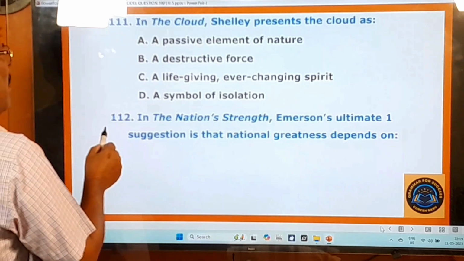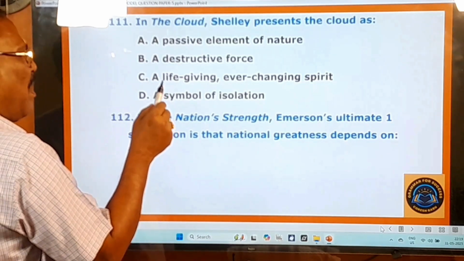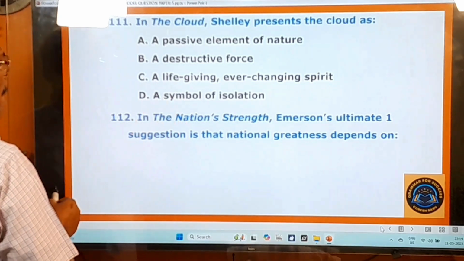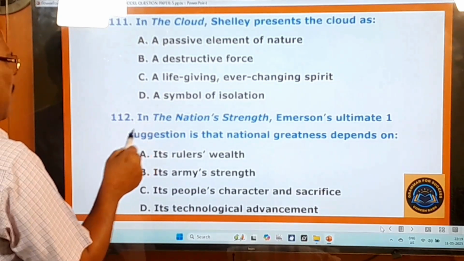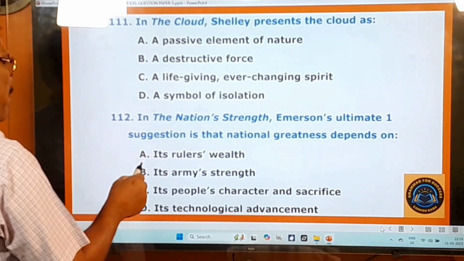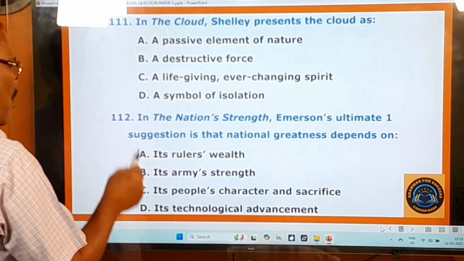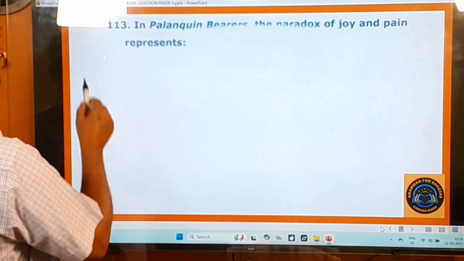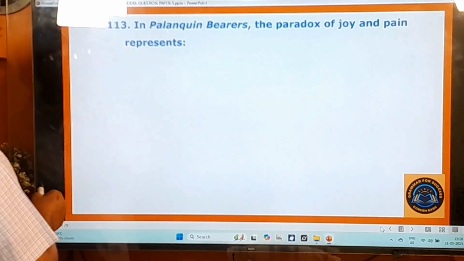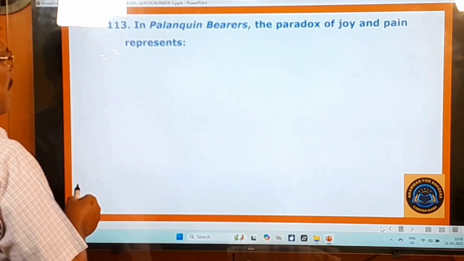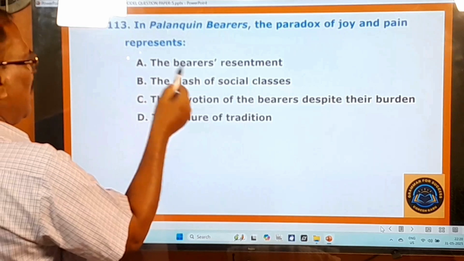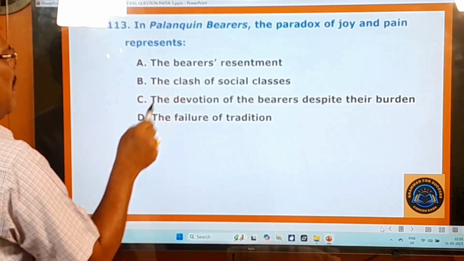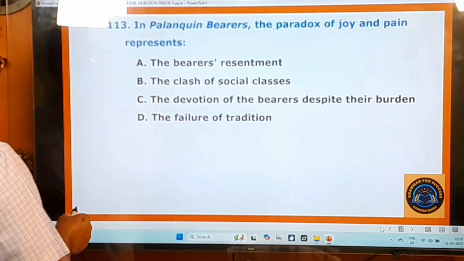112th question. In The Nation's Strength, Emerson's ultimate suggestion is that national greatness depends on its rulers' wealth, its army's strength, its people's character and sacrifice, its technological advancement. 113th question. In Palanquin Bearers, the paradox of joy and pain represents the bearers' resentment, the clash of social classes, the devotion of the bearers despite their burden, the failure of tradition.